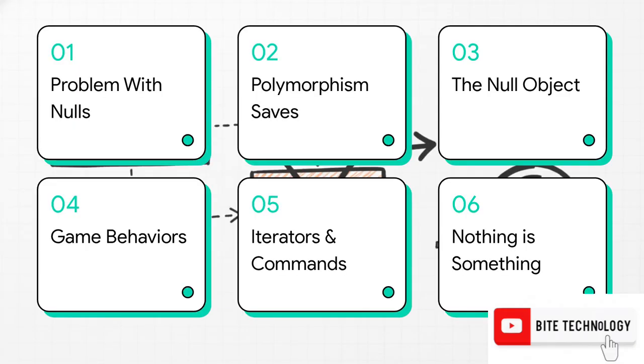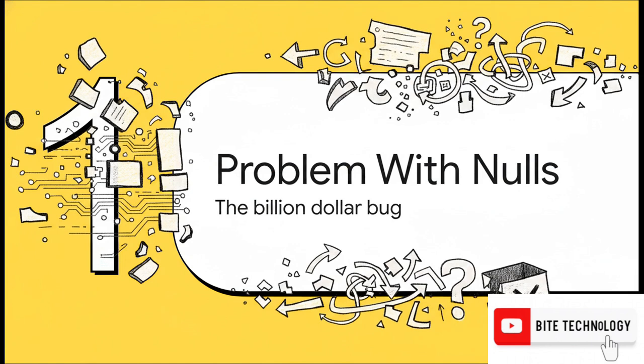So here is our roadmap for today. We'll start with the problem with nothingness, see how polymorphism comes to the rescue, and then enter the null object pattern itself. After that, we'll jump into some practical examples covering game-moving behaviors, iterators, and commands. Finally, we'll wrap up by asking, is nothing actually something? All right, let's kick things off with Section 1, the problem with nothingness.